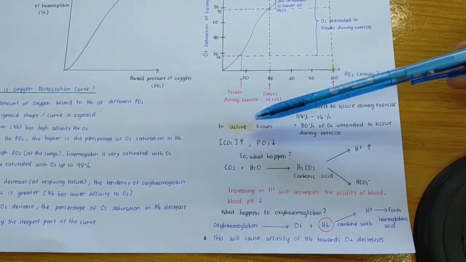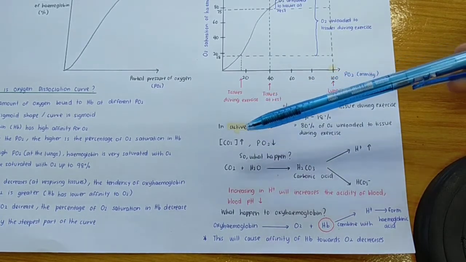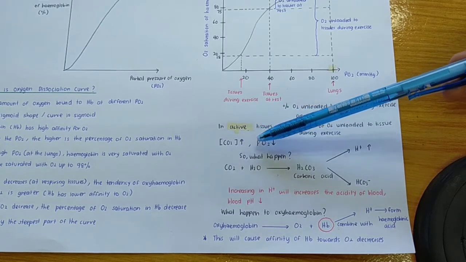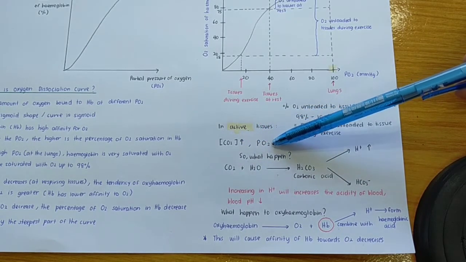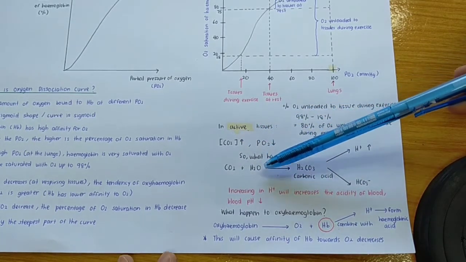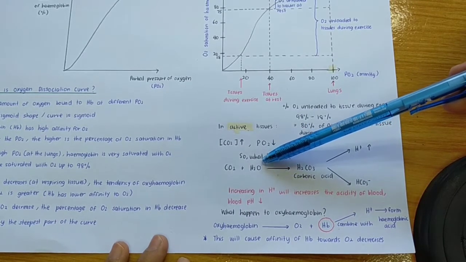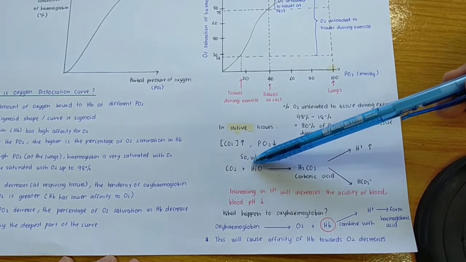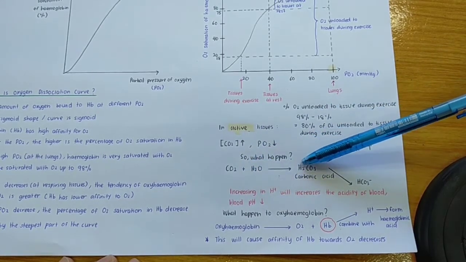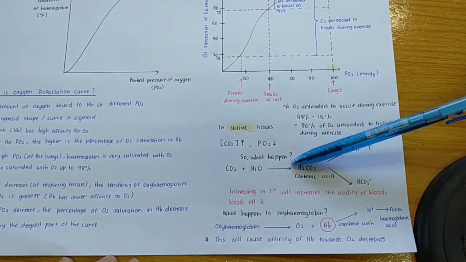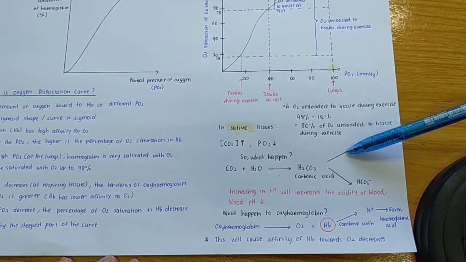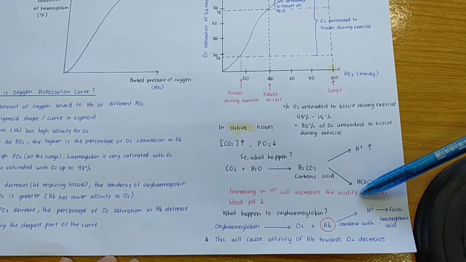Okay, so it will undergo rapid cellular respiration. So what happens? Carbon dioxide concentration will increase. Since carbon dioxide concentration increases, what happens to the partial pressure of oxygen? It will decrease. Okay, so sebelum ni kita dah discuss berkaitan dengan transportation of oxygen. So what happens to the carbon dioxide? Carbon dioxide will react with water and form carbonic acid. Once carbonic acid is produced, it will dissociate into hydrogen ion and also bicarbonate ion.